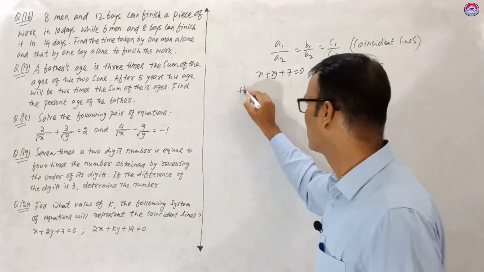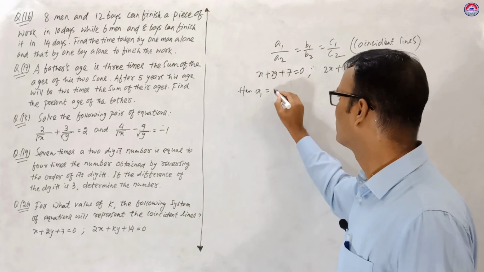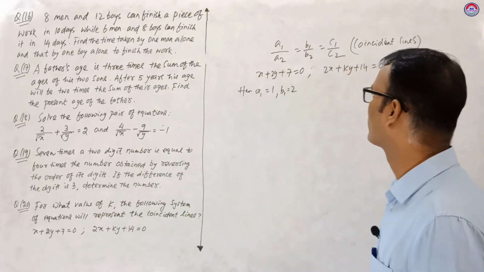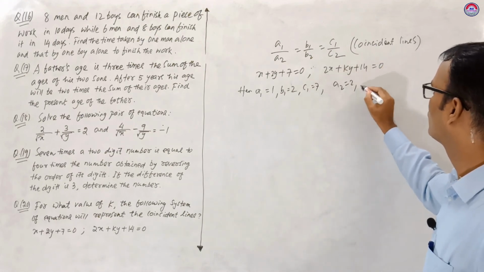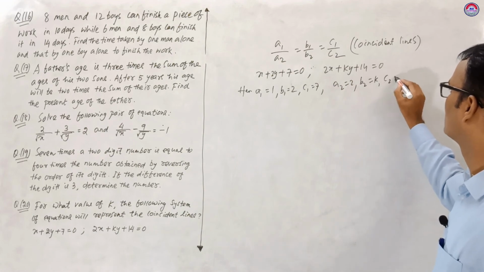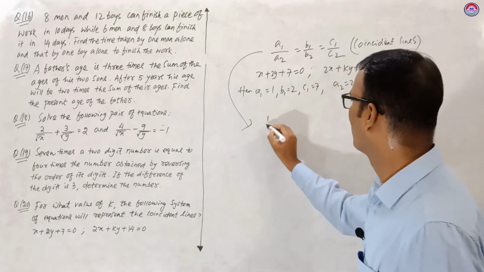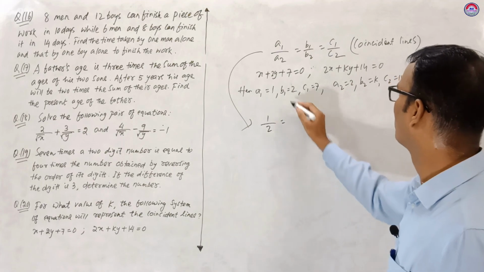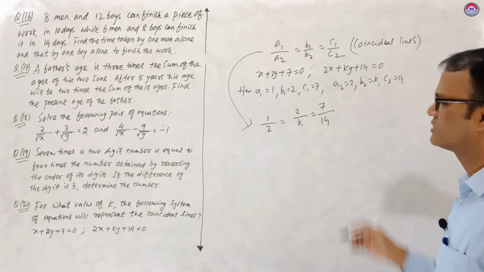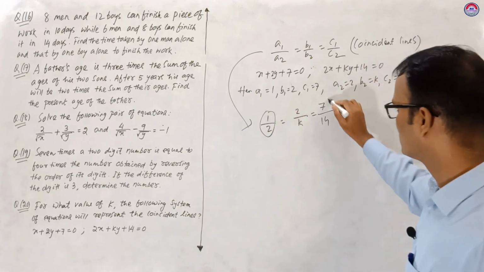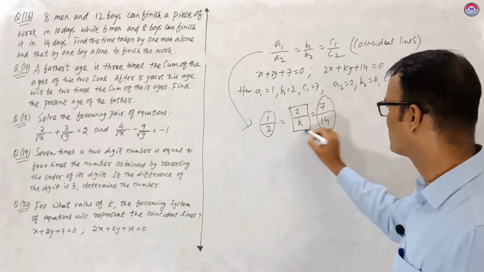You see here, a1 is the coefficient of x in the first equation, so a1 is 1, b1 equals 2 and c1 equals 7. Similarly, a2 equals 2, b2 equals k, c2 equals 14. Put the values in this. a1 by a2 is 1 by 2, b1 by b2 is 2 by k, c1 by c2 is 7 by 14. You see this is 1 by 2 and this is also 1 by 2. All three are equal, so the value is 1 by 2.